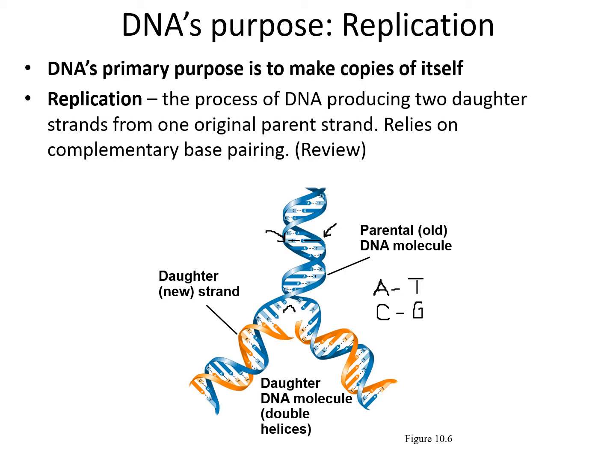So each new strand of DNA is going to be comprised of one original parent strand, shown in blue, and then a daughter strand, shown here in orange. And again, you're going to see that complementary base pairing. A always binds with T, C always binds with G. And this is what's called the semi-conservative model of replication, because you're conserving part of the parent strand when you're constructing each daughter strand.